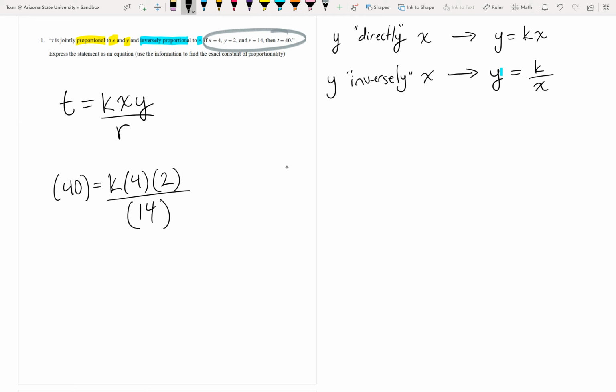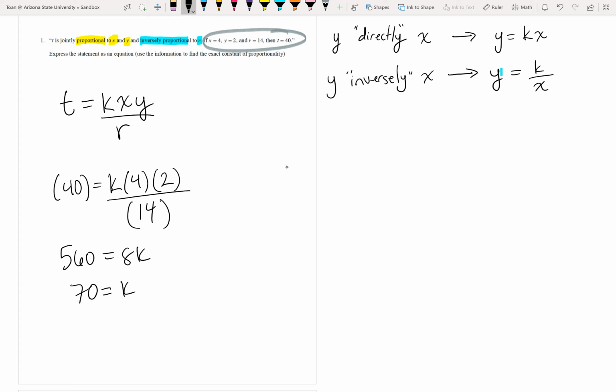Lo and behold, it gives you a regular equation to solve. So go ahead and solve for k. I'm going to multiply both sides by 14. That gives me 560 equals 8k, and then dividing both sides by 8 gives you k equals 70.